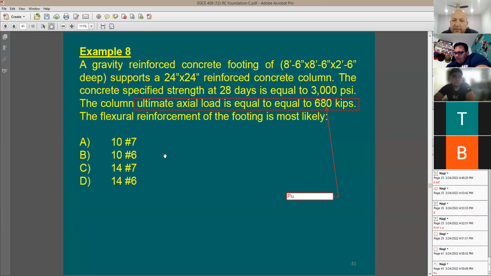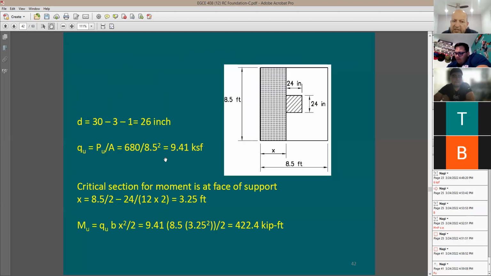So I'm going to find the stress, the pressure, right below the footing. Here I have P dead load, and this is a plan view, a top view looking at the footing. This is going to be the footing, 8.5 feet by 8.5 feet. And the column is going to be right in the center, 24 by 24, so 2 feet by 2 feet, right in the middle.